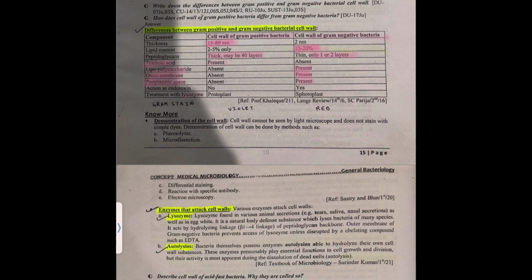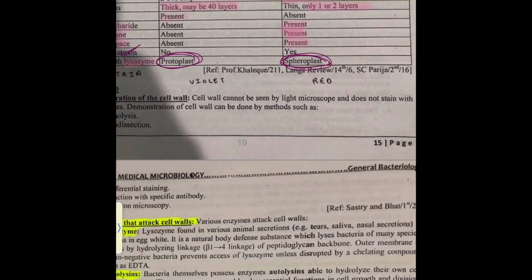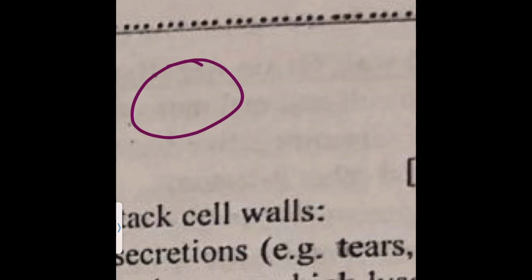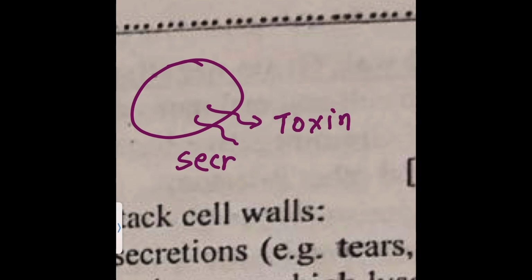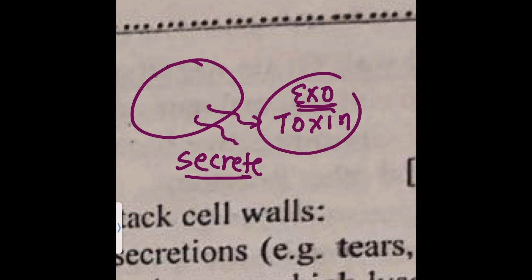Now, if we treat with lysozyme, what happens? Gram positive will turn into a protoplast, and gram negative will get converted into a spheroplast. Clear? Now, what is endotoxin and what is exotoxin? I'm coming to that. So, if bacteria secrete any toxin, this is known as exotoxin. Exo means outside, meaning they secrete the toxin outside. All the bacteria, positive or negative, secrete exotoxin.